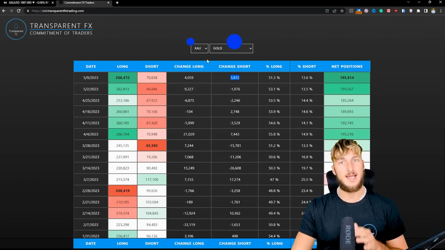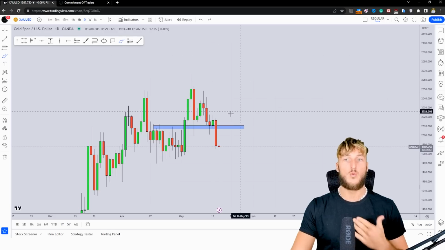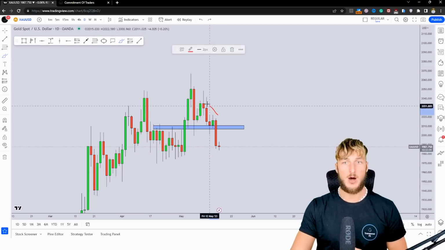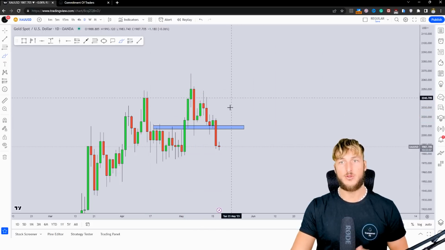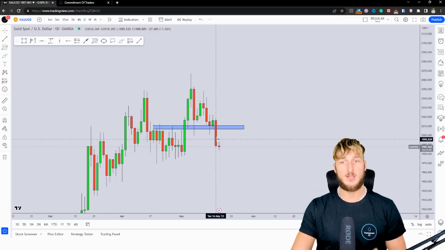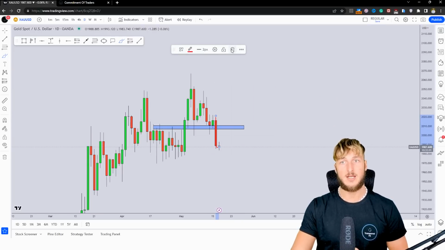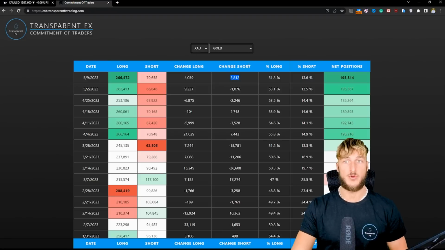Now keep in mind that these shorts were added while the market was still above the daily support. Now that we are below the daily support, there is good probability that we have seen more institutions adding shorts, creating this move to the downside, which should be reflected with the new report.